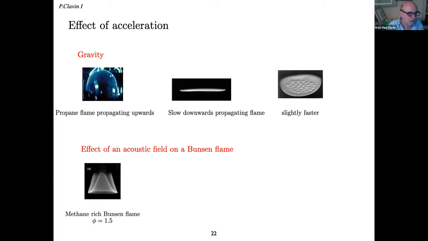Now, just excite with a good frequency, that's a key point, you have to adjust the frequency of the acoustic in the tube.